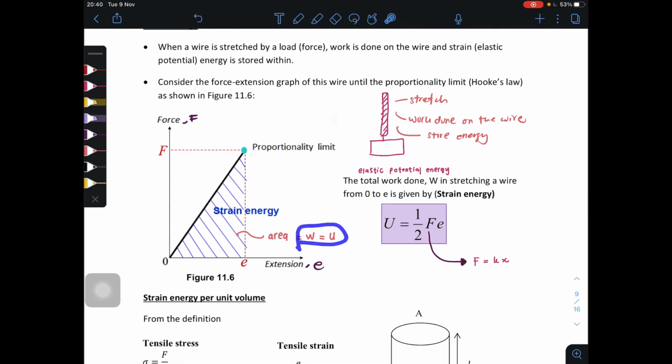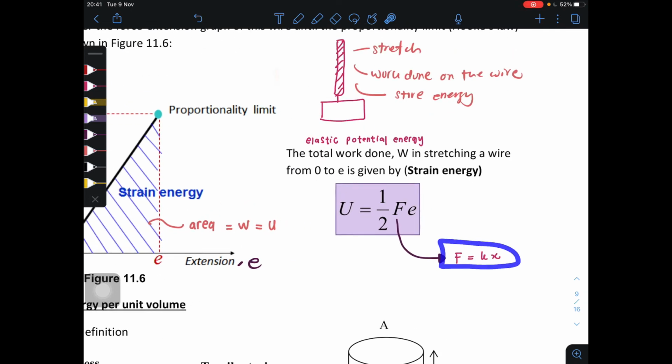So here, in order to find the work done, we are going to use this formula here, di mana energy adalah sama dengan 1/2 times F times E, elongation. Okay, so since we want it to be within the proportionality limit, meaning that dia obeys Hooke's law, force di sini adalah sama dengan Kx, di mana K adalah the force constant, and then X here actually the extension.